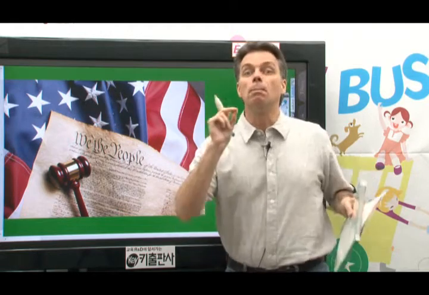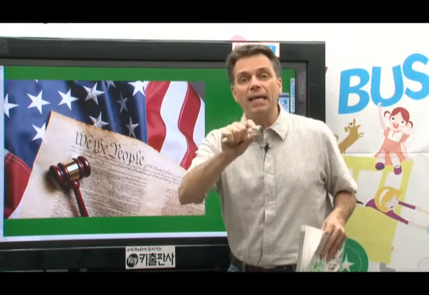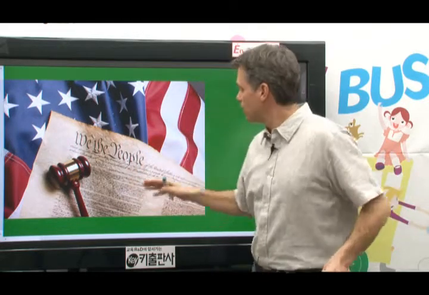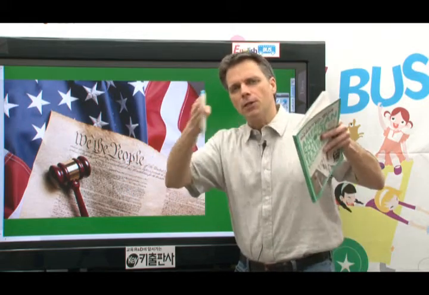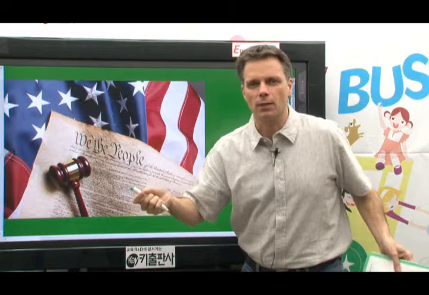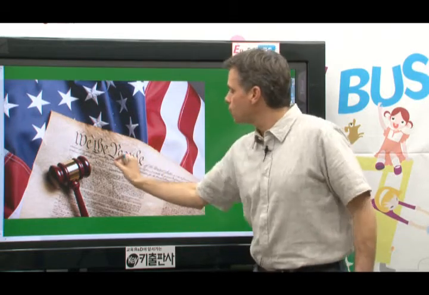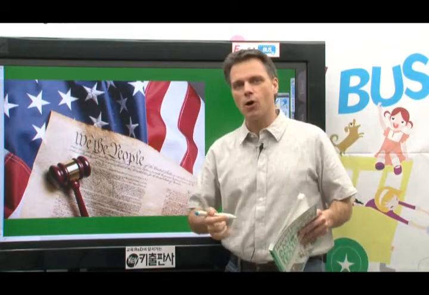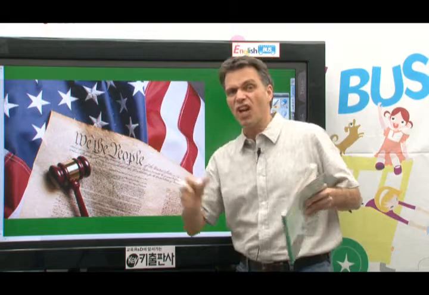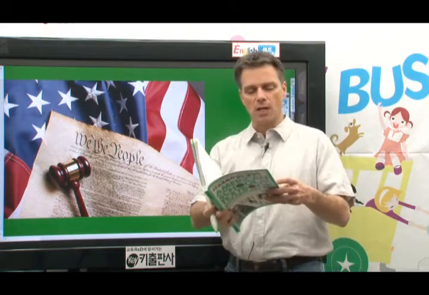Now, number 8, amendment. Amendment means to make a change, to change something. So an amendment is a change. Now, this paper is very, very old, and through the years, they wanted to change things. They said, oh, we forgot something. We should also say this. So they make a change. They make an amendment. That's what it's called. An amendment is a change.